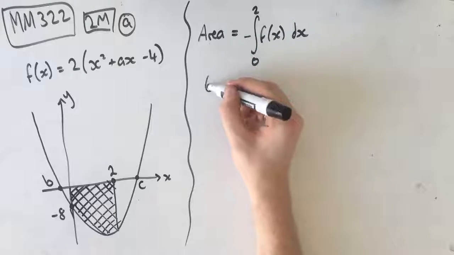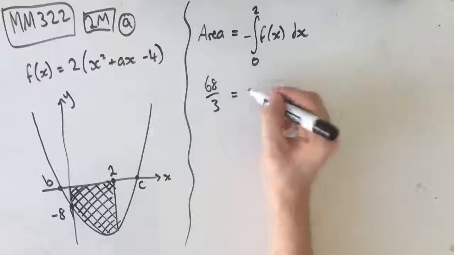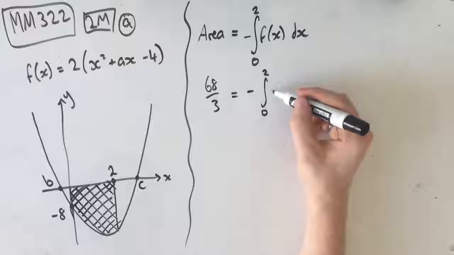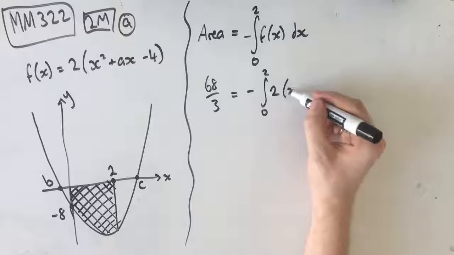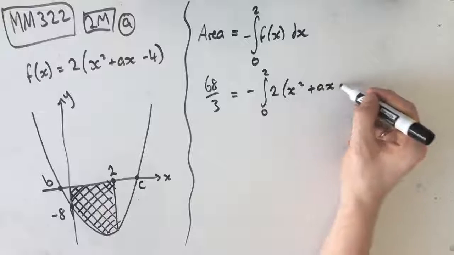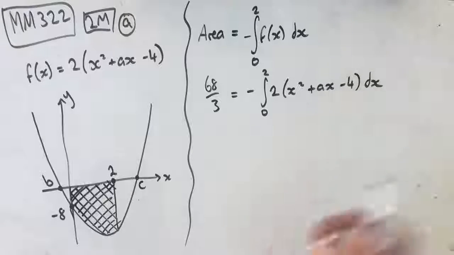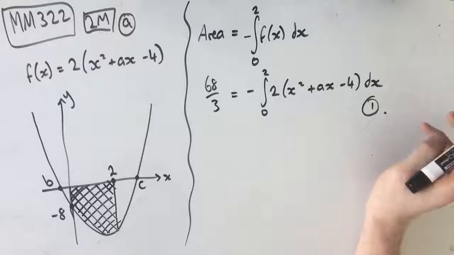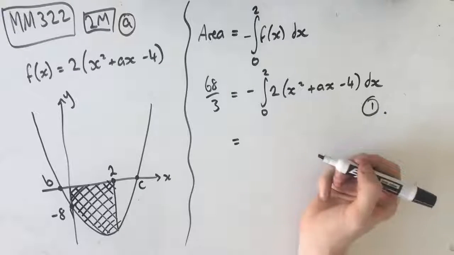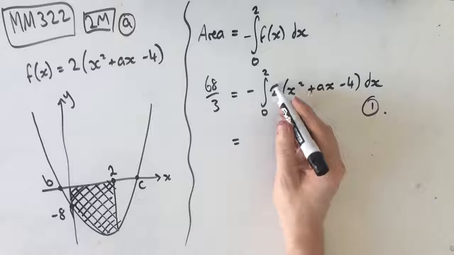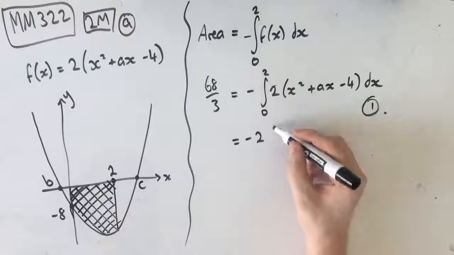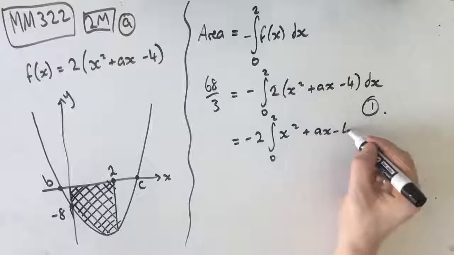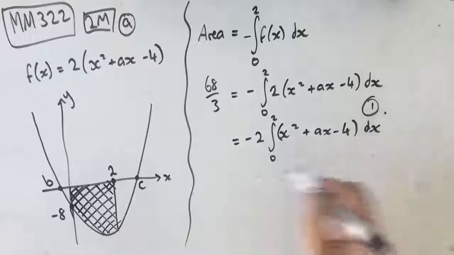So we know that our area is equal to 68 on 3, which means that 68 on 3 is equal to negative the integral from 0 to 2 of f of x, which is 2 x squared plus ax minus 4 dx. And that's actually our first mark. So recognizing that gives us our first mark. And then we can just evaluate. So we're going to take this 2 out because it's a constant. So we're going to say negative 2, integral from 0 to 2 of x squared plus ax take 4 dx.